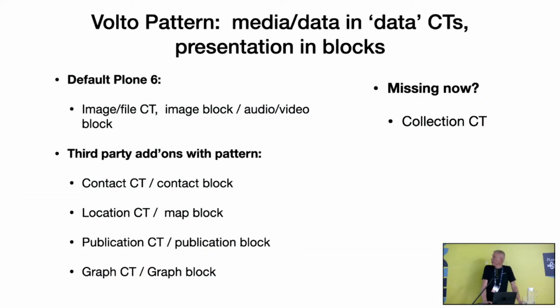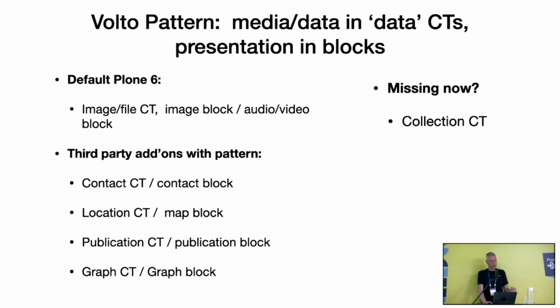There's this big Volto pattern I was already talking a bit about. You have this setup where you say, look, you should maybe not store your data anymore on fields, or even worse, in the blocks themselves as persistent data. Use this pattern of, okay, we have media data in data content types, and you expose the presentation of them in blocks. In default Plone 6 Volto, we now have the image file content type, image block. Audio video is kind of the file content type, so you can create a video block. And the blocks kind of push them through on the visual layout.